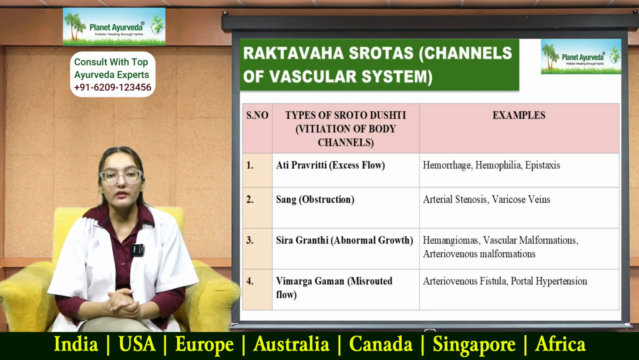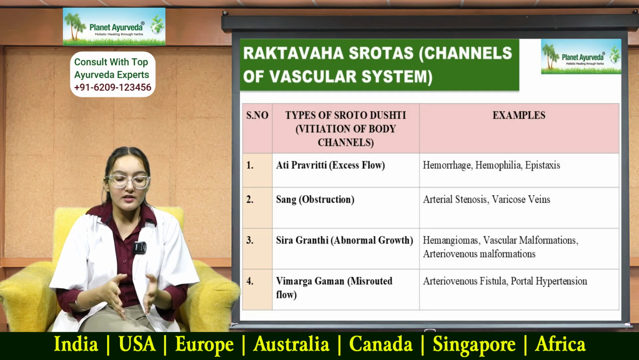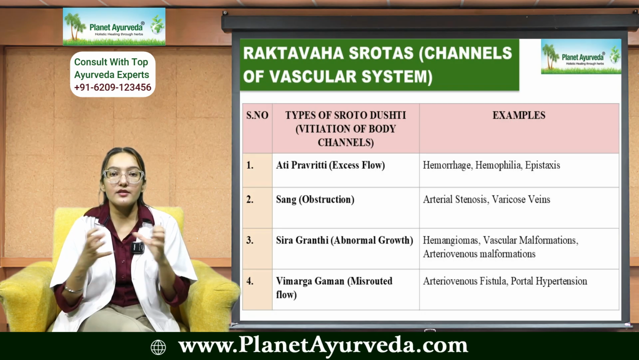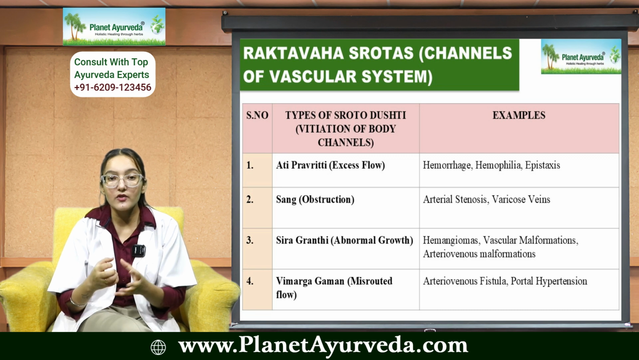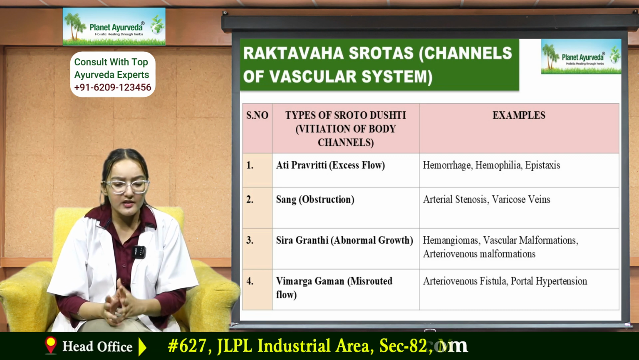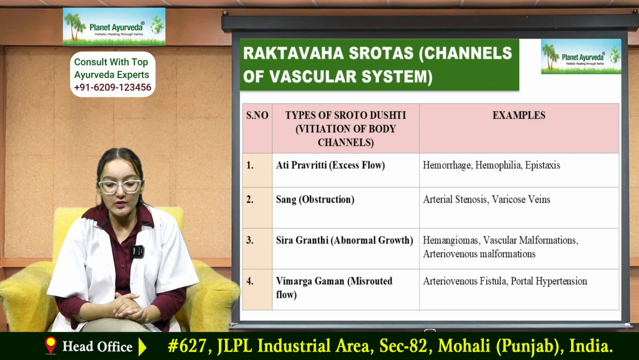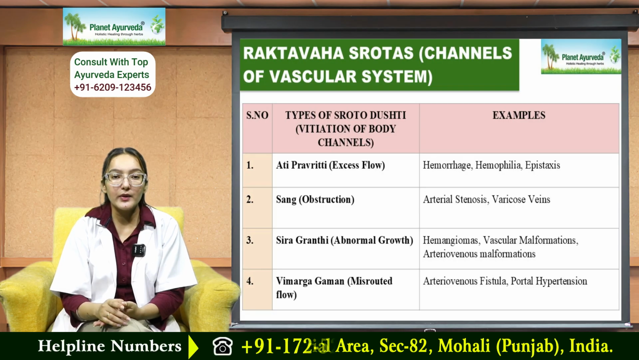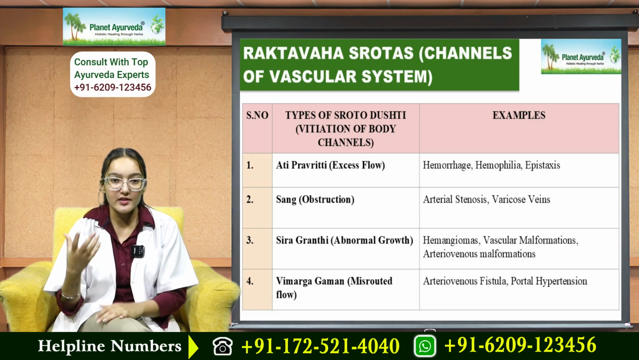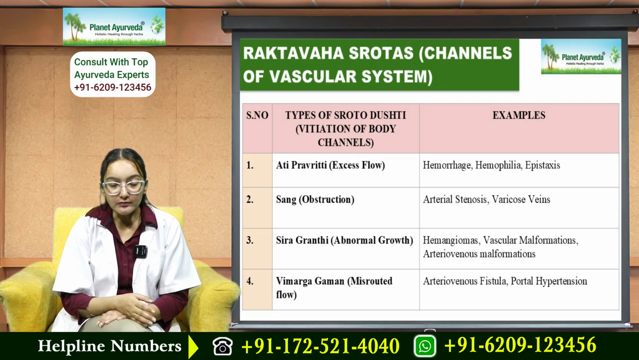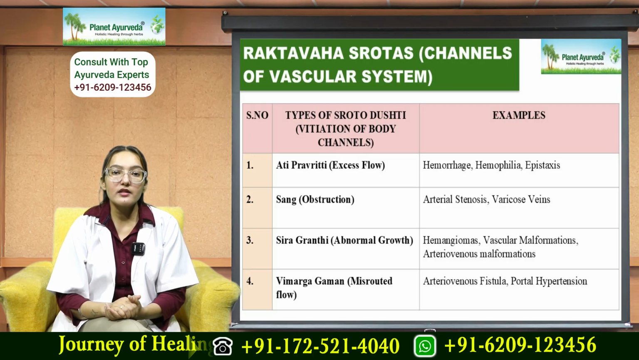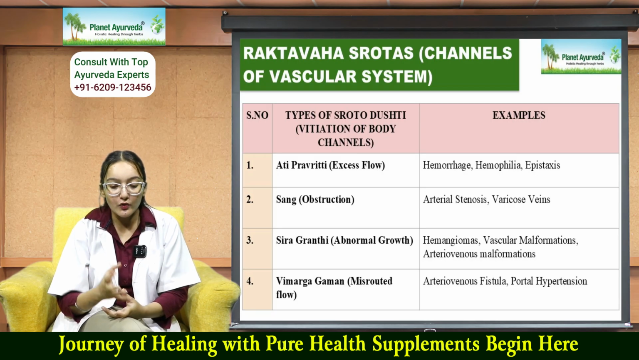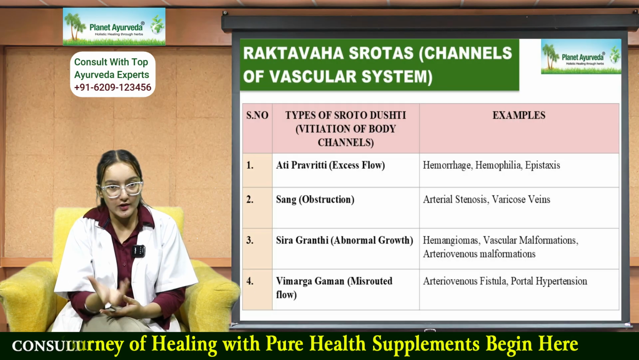Then comes Sira Granthi, or abnormal growth. In abnormal growth, one may develop hemangioma. Hemangioma is basically a cluster of blood vessels. It is a benign kind of tumor. Then come vascular malformations. In vascular malformations, we can see different kinds of clusters of blood vessels. In arteriovenous malformation, arteries and veins tangle together to form a hemangioma-like structure.